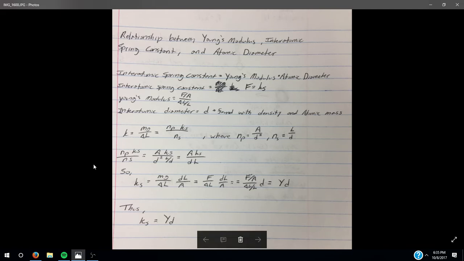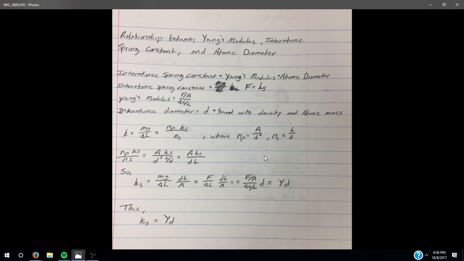Okay, so from there we go on to our next step. We know that the number of parallel is equal to these, so we can equate this equation as well as the number of series. When you do some simplifying, you get the area of the cross-section times the spring constant divided by the density times the length.